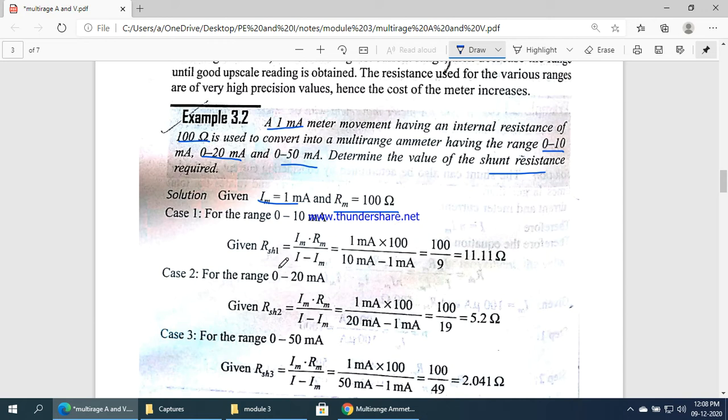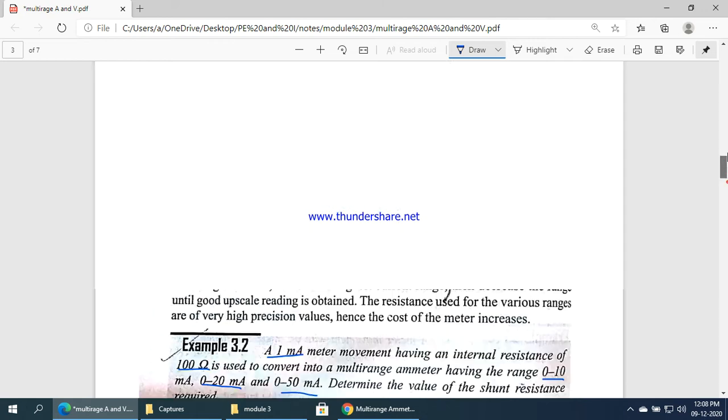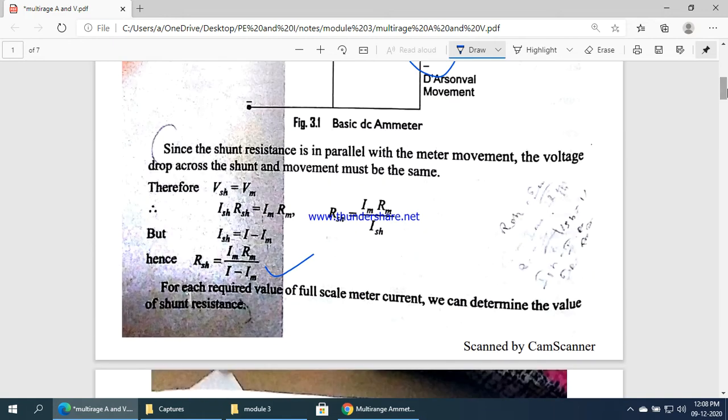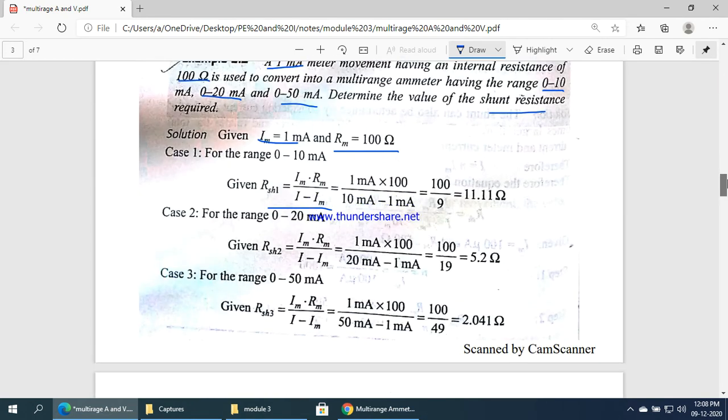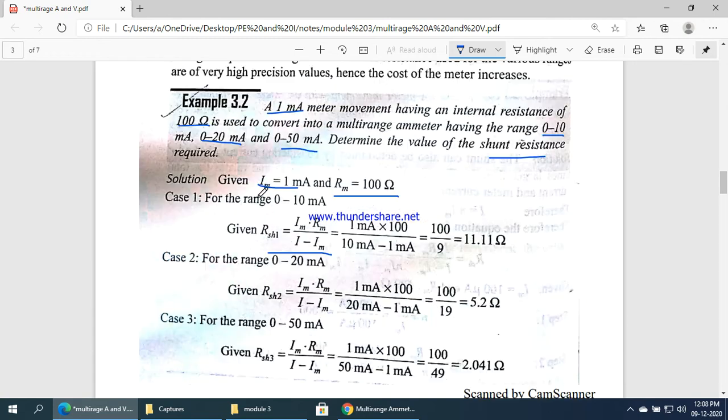We know the basic shunt resistance formula, that is Rsh, which is Im Rm by I minus Im. So this thing we obtained from the basic equation of the basic DC ammeter. The basic equation says Rsh is equal to Im Rm by I minus Im. So the Im value we know, that is given in the meter movement itself, 1 milliamp meter movement. Im value we have, and Rm value is given, internal resistance is 100 ohm.